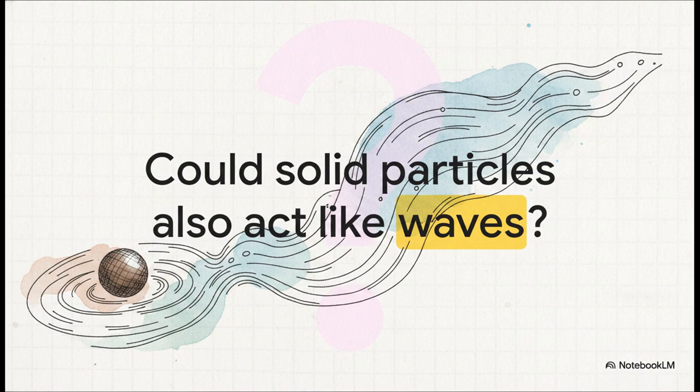And Einstein's discovery of photons raised a fascinating, almost absurd question that totally shook the scientific community. Think about it. If light, a wave, can act like distinct particles, could solid particles also act like waves? It sounded like an impossible paradox. I mean, how on earth could a solid piece of matter act like a ripple on a pond?